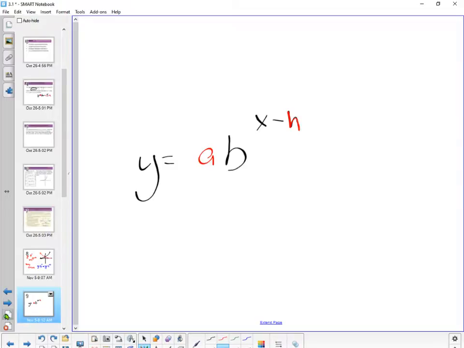And then if I wanted to shift something up or down, the item responsible for that was the K value. The K value will still be out here. So we still have all of those same components that we had before, and how they affected our function still affects all of our functions the same way, whether it was absolute value, quadratic, cubic, or exponential growth or decay.